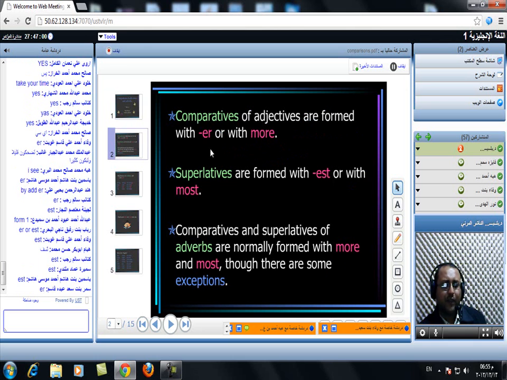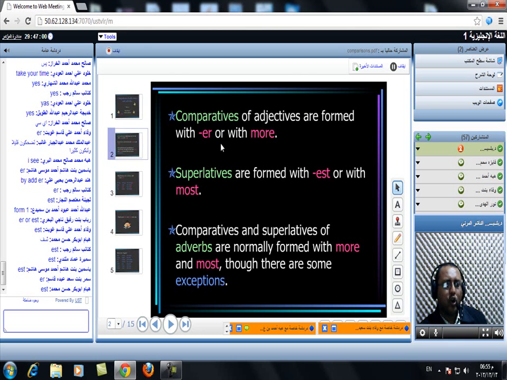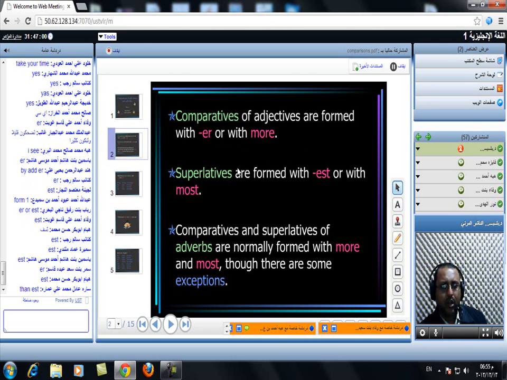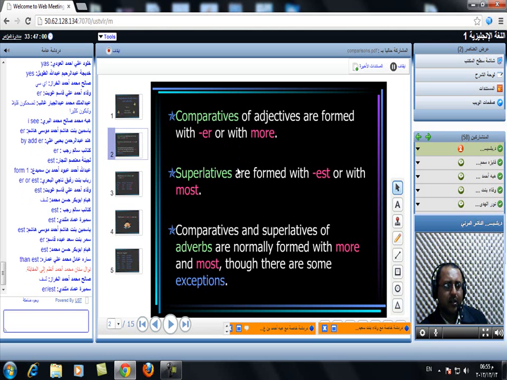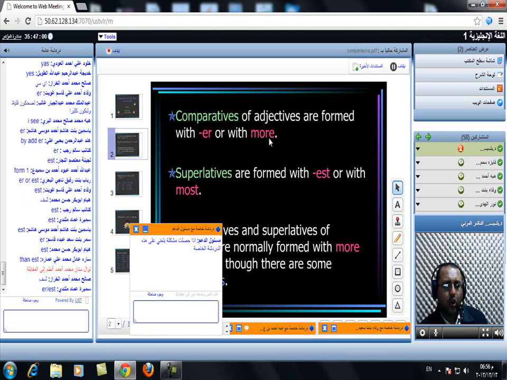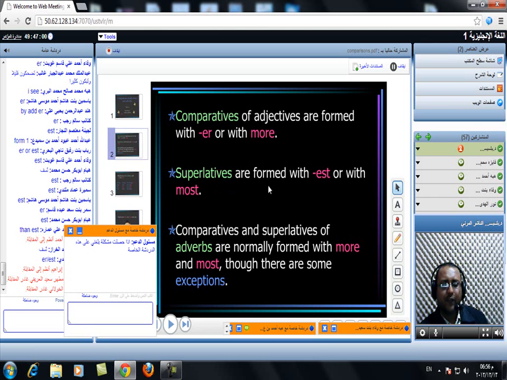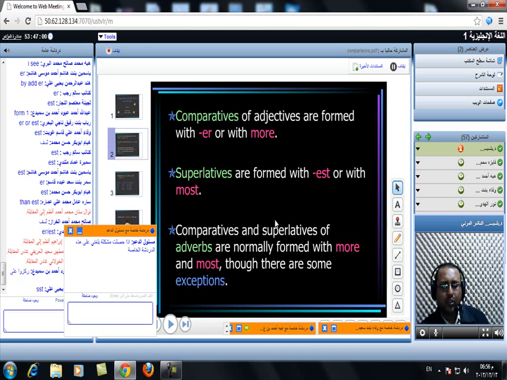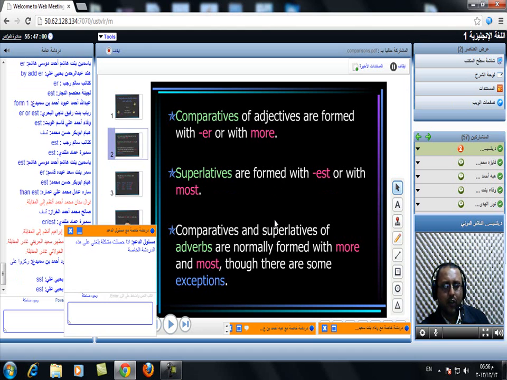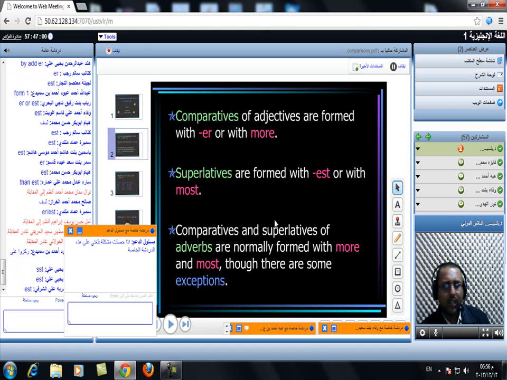Comparatives of adjectives are formed with ER, or with more. So we either add ER, or add more. Now what about superlatives? Superlatives are formed with EST or with most. So you have to write either most before the adjective or add EST to the adjective.